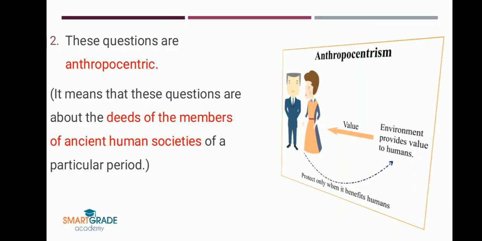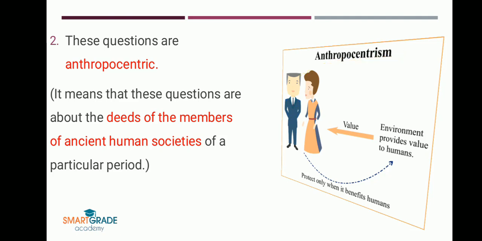Second one is these questions are anthropocentric. What is anthropocentric? So this is an environment, and the environment provides us values such as oxygen. It provides us wood, petrol, diesel, and many other things. So these values are provided to humans. So what is the role of human? Human protects the environment. Why does human protect the environment? Because it benefits humans.